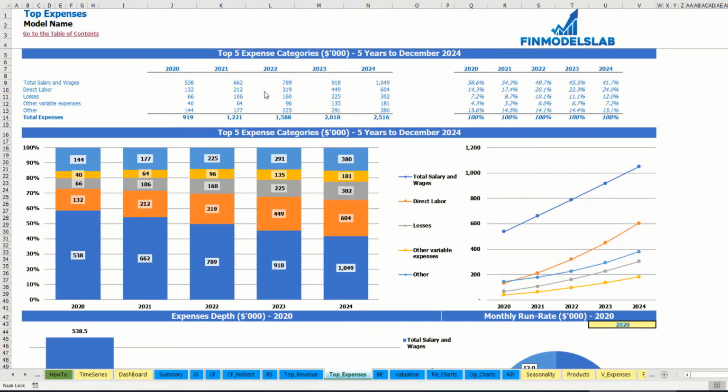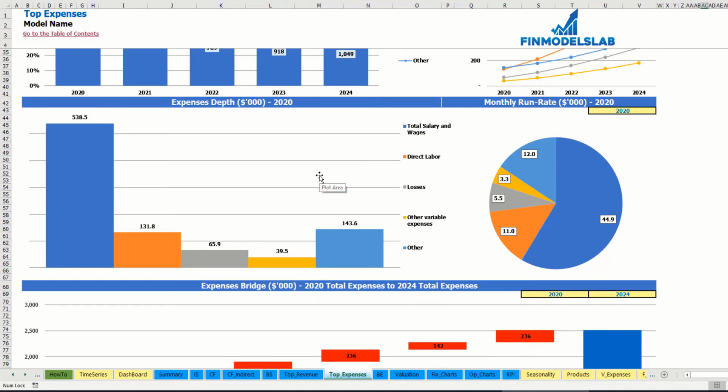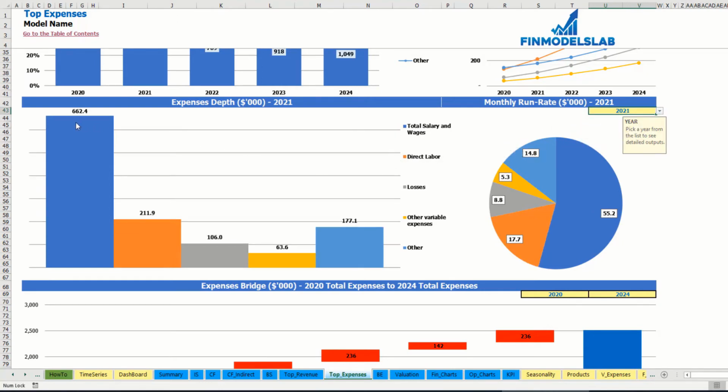On the top expenses tab, you may find the breakdown of the top 4 expenses categories, and all other expenses collapsed into the other category. You may see the breakdown of absolute values broken down by years with a total below, and also to the right you may see the percentage breakdown of these expenses. The same information you may see on the charts below, in which you may find the percentage breakdown and the absolute values breakdown. On the couple of charts below you may find expenses depth and monthly run rate for the selected year. You are able to change this year, and you may see the absolute values and percentage breakdown on the pie chart.